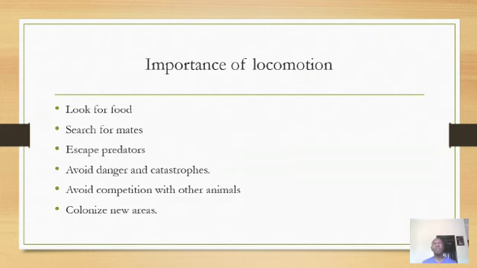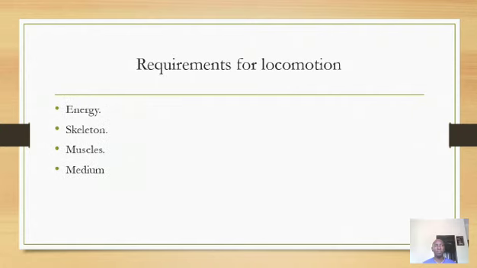Then to colonize new areas. When you look at where you're living, you realize in the neighborhood there are very many people around. But very many years ago, probably they were not there. But they moved, they locomoted from wherever they were, and they came to that area. Therefore, they colonized the new areas. This applies to all organisms. They locomote to colonize new areas.